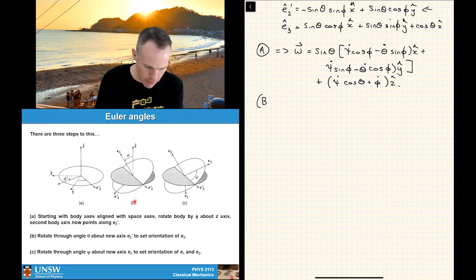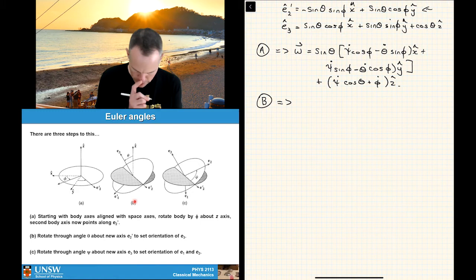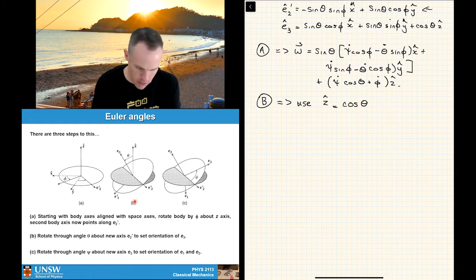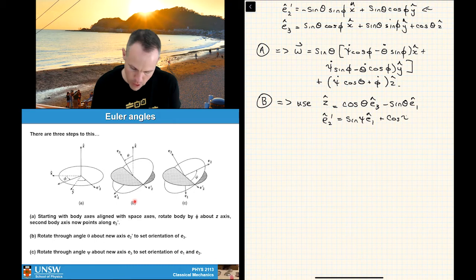So let's have a B, and what we can do in here is use two relations that we can pull out in a similar way. One is that z hat is cos theta e3 minus sine theta e1, and the other is that e2 dash is sine phi e1 plus cos phi psi e2.